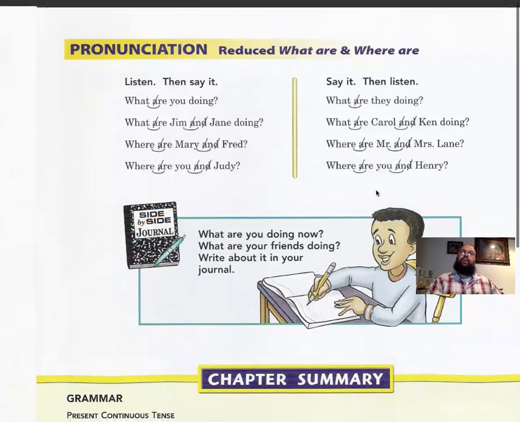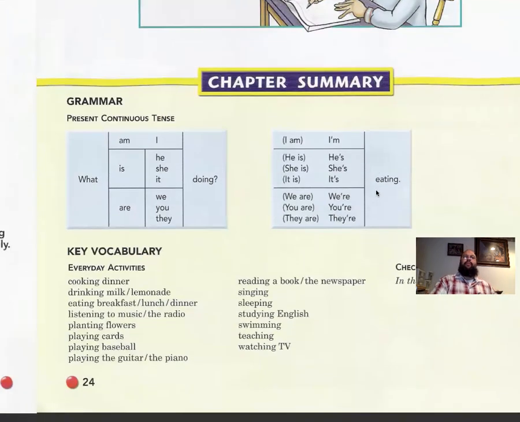And the end section, this is just a summary. So repeat after me. What am I doing? What is he doing? What is she doing? What is it doing? What are we doing? What are you doing? What are they doing? I'm eating. He's eating. She's eating. It's eating. We're eating. You're eating. They're eating.